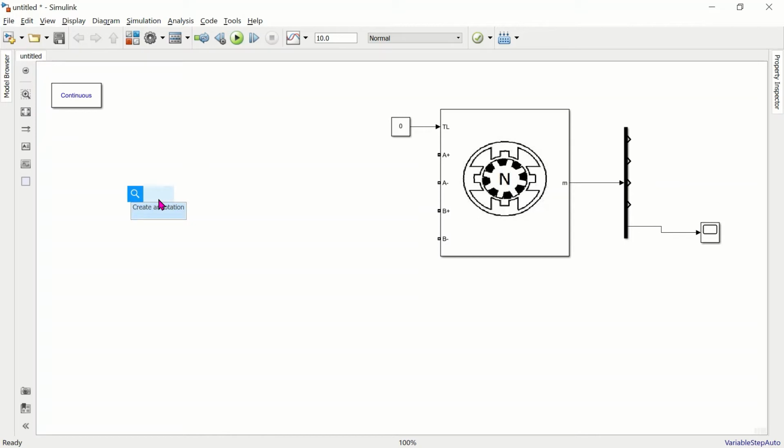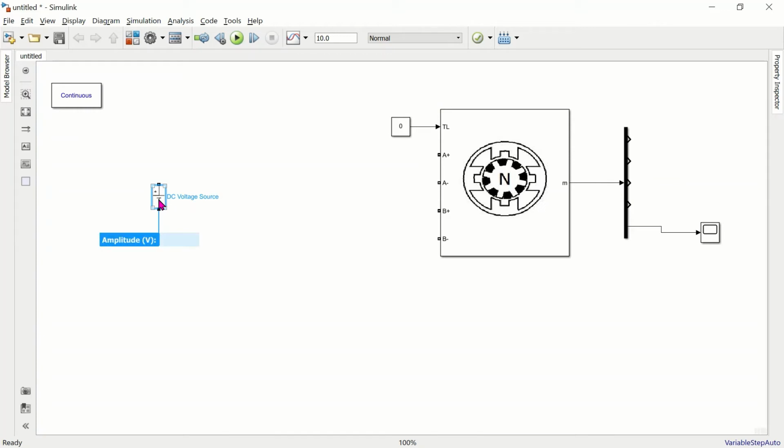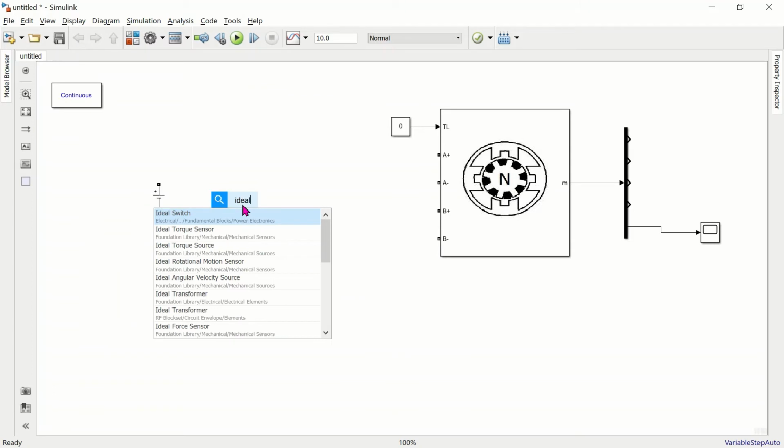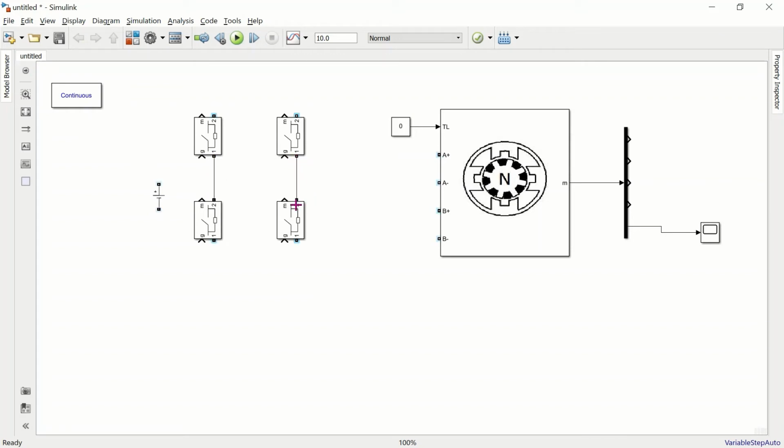So we can select DC voltage source, ideal switches. The switches are connected in the form of bridges.